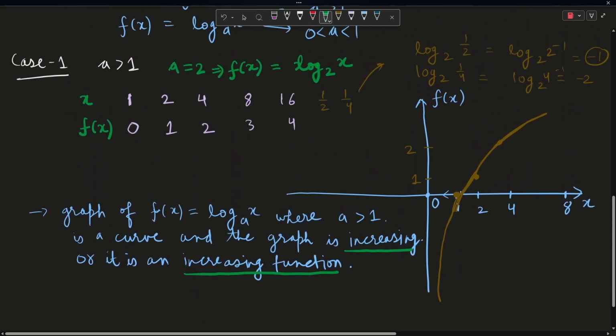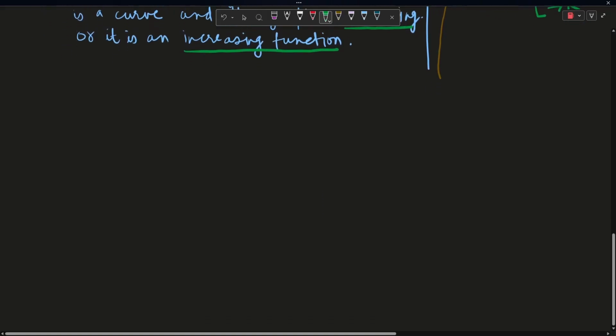So either you observe it directly, or we can even prove it. Let's say we observe the graph from left to right. As we move from left to right, we see that the values of x are increasing, and corresponding to that the values of y are also increasing. Initially the values of y are in the negatives, but as the graph moves forward from left to right, the values of y are on the positive side, and it keeps increasing, right? So I can say that the graph is increasing.